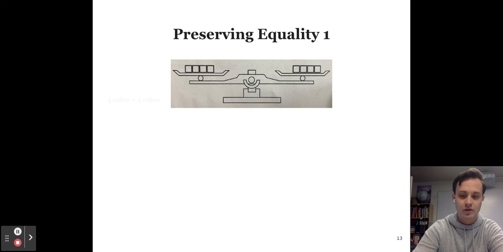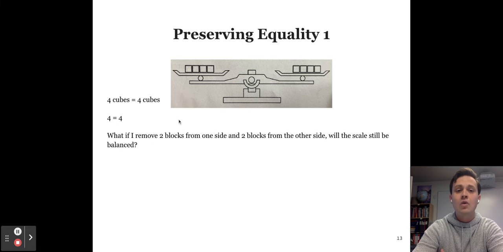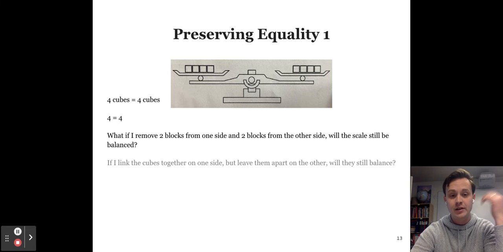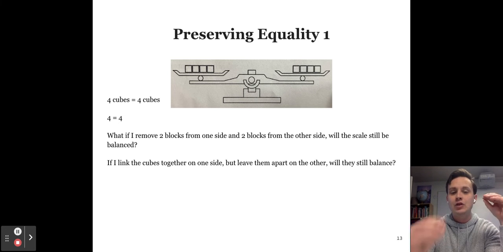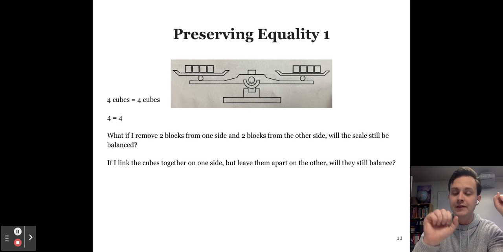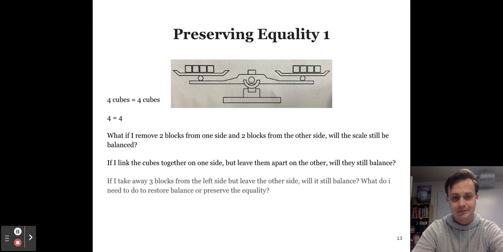And here's another example. So what do we see? We see 4 cubes equals 4 cubes. 4 equals 4. What if I removed 2 cubes from one side and 2 from the other side? Will the scale still be balanced? Yes, it will be 2 equals 2. What if I link the cubes together on one side, but leave them apart on the other side? Will it still be balanced? Yes, them being linked or not doesn't change the weight.